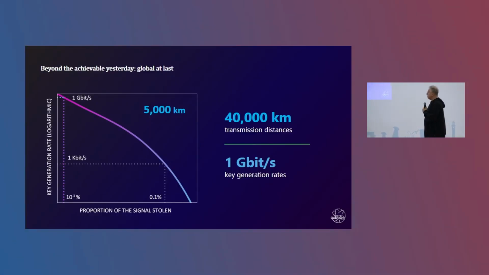And this is just a quantization of our approach. If the intercepted signal is small, then we have a very high speed of transmitting the signal, 1 gigabit per second. If 0.1% is intercepted, then the rate of the transmission is a little bit less, but still quite impressive. And we can go over these 40,000 kilometers being absolutely secure.